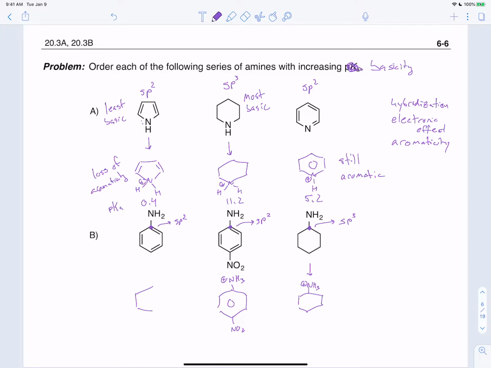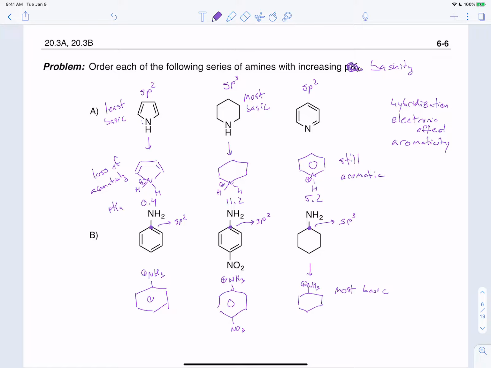So since we're making positively charged amines, having an electron withdrawing group as a substituent will make the ammonium salt less stable. So we can already see that hybridization will play a role more in a substituent effect, along with a bit of the character of the nitrogen itself. So this will be the most basic.